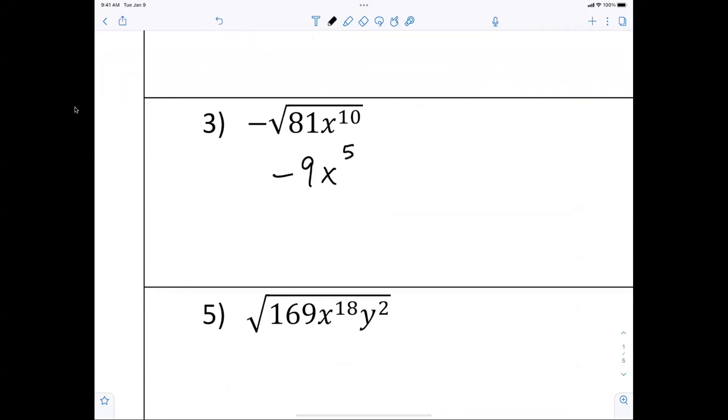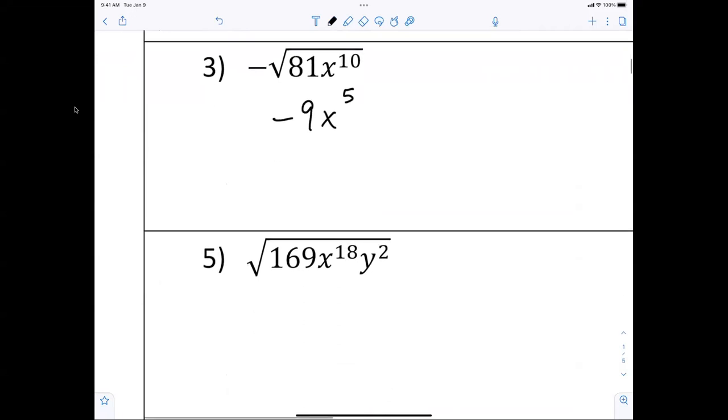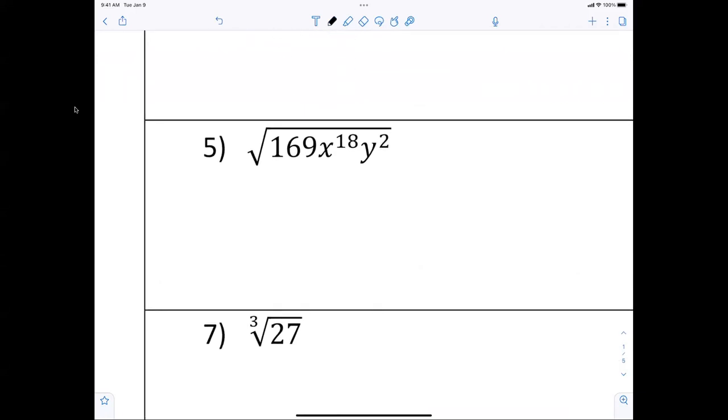Yes. All right, remember, for those of you who forgot, you're dividing the exponents by 2. Dividing the exponents by 2. All right, so now, Reese, you're up. 13. You are amazing. 13x to the ninth y. Very nice. Anybody have any questions?